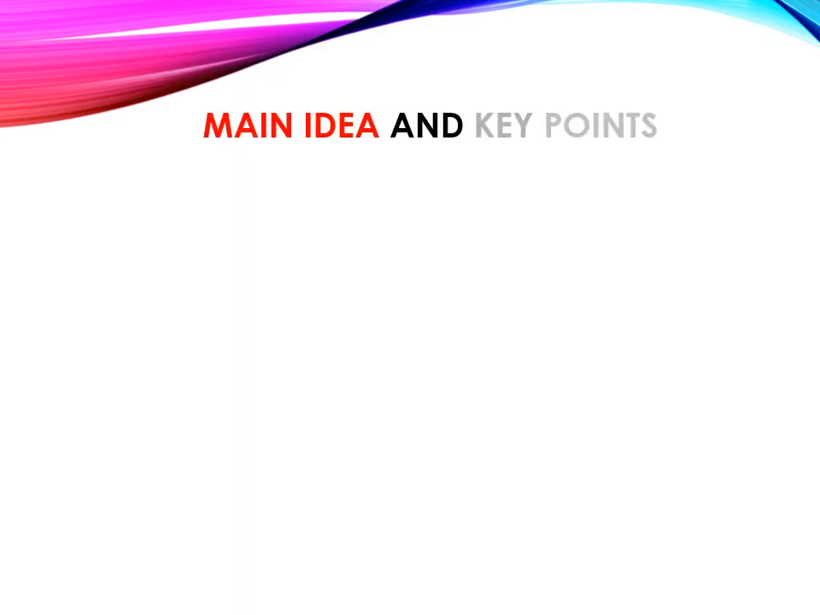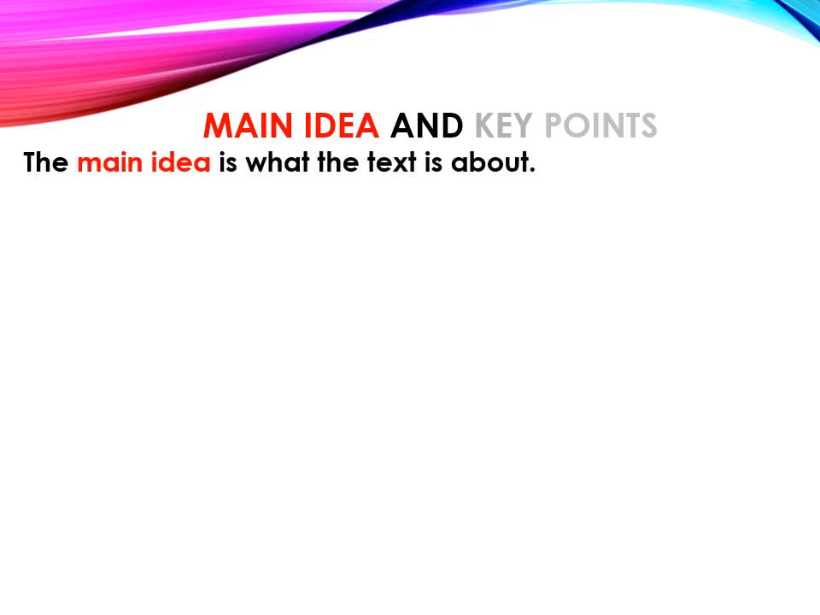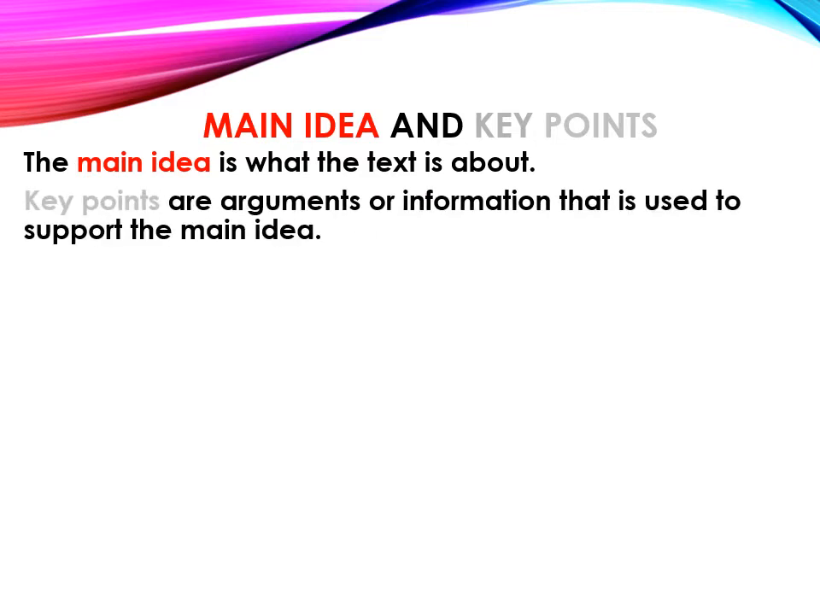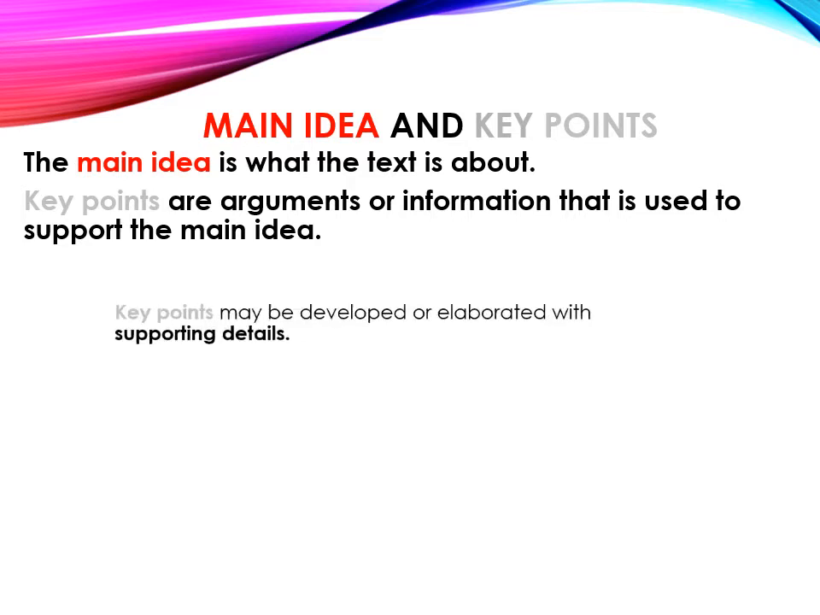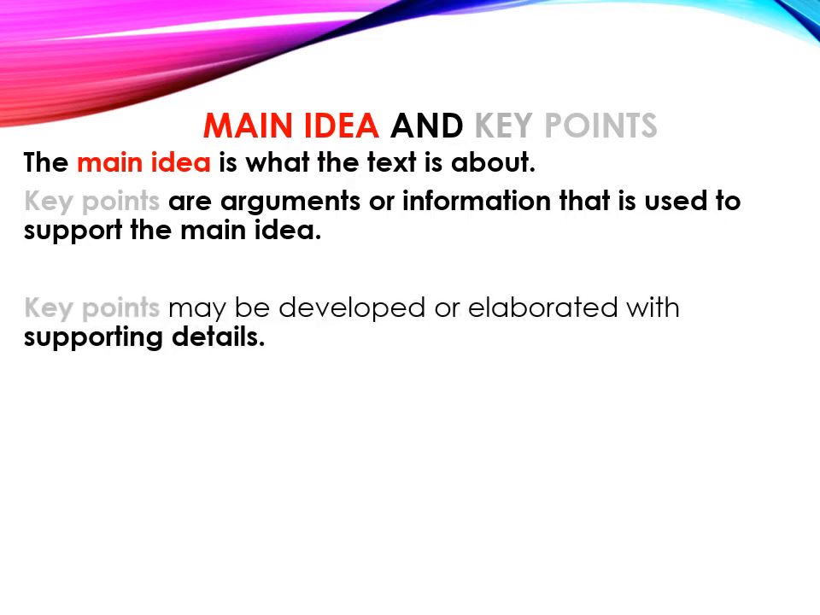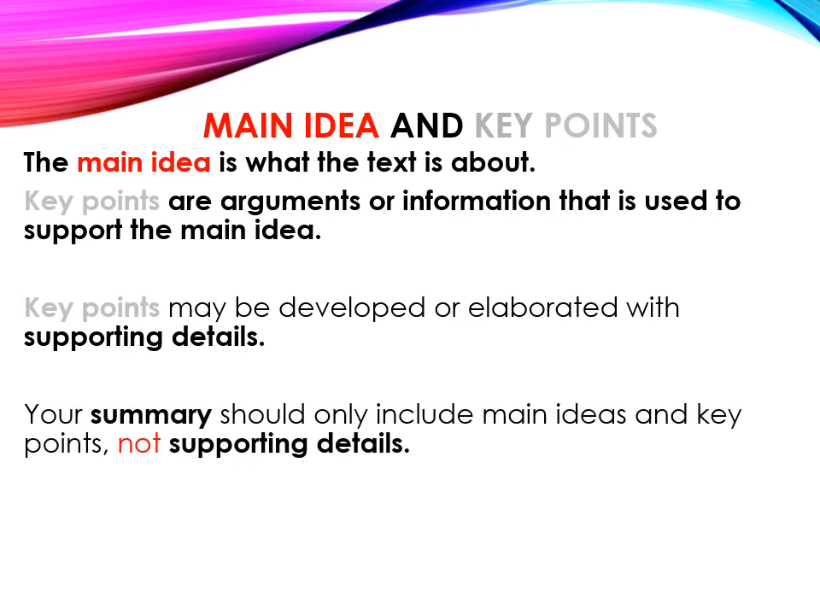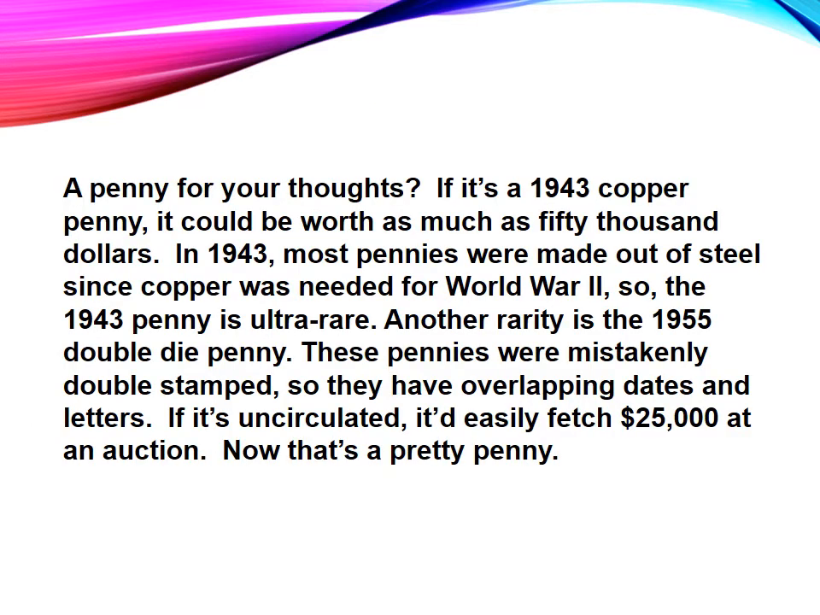So what are the main idea and the key points, and how can I figure them out? The main idea, as you should already know, is what the text is about. The key points are arguments, information, or details that are used to support that main idea. Key points may be developed with supporting details, examples, facts and so on. Your summary should only include the main ideas and the key points, but not the supporting details or the examples. These are not necessary at all to be included in the summary.